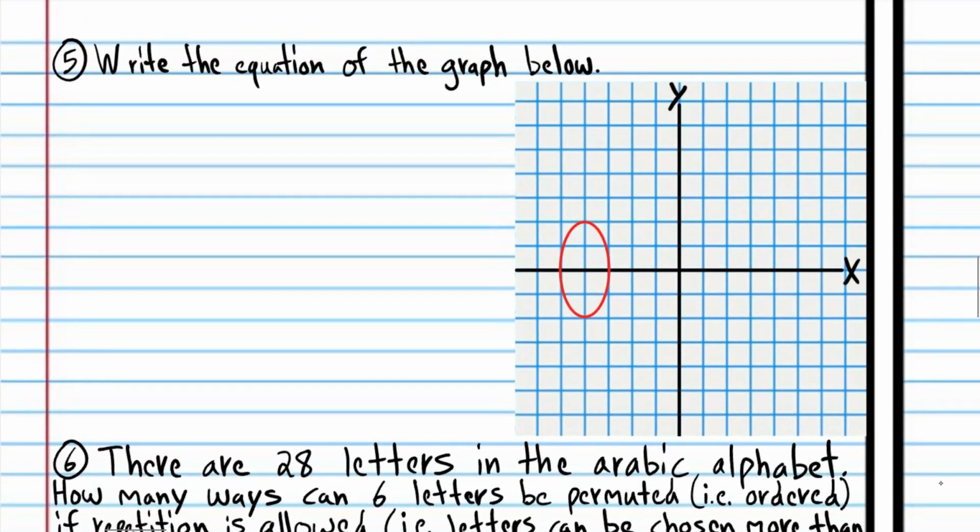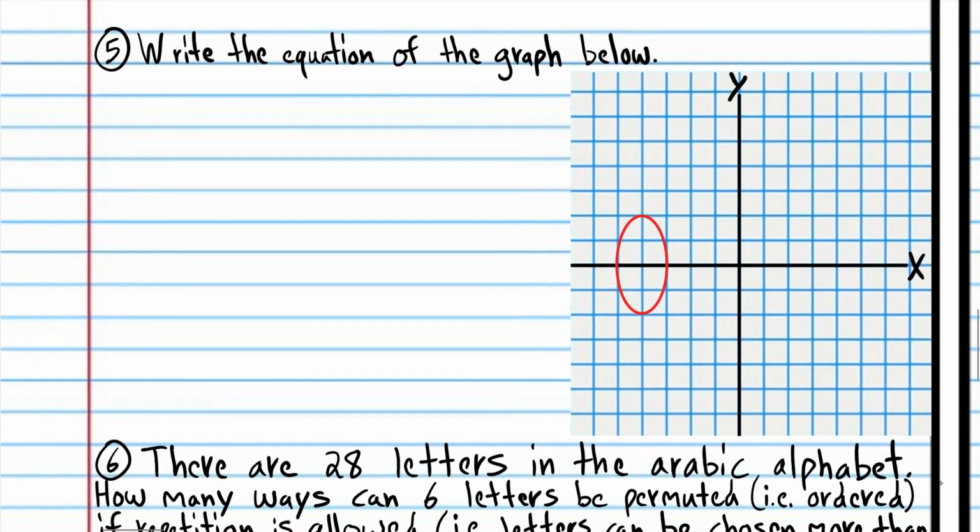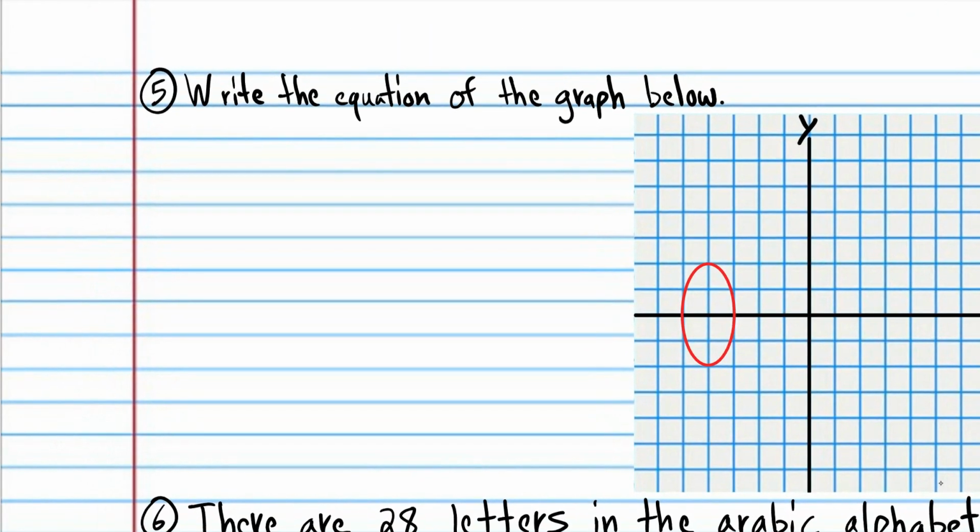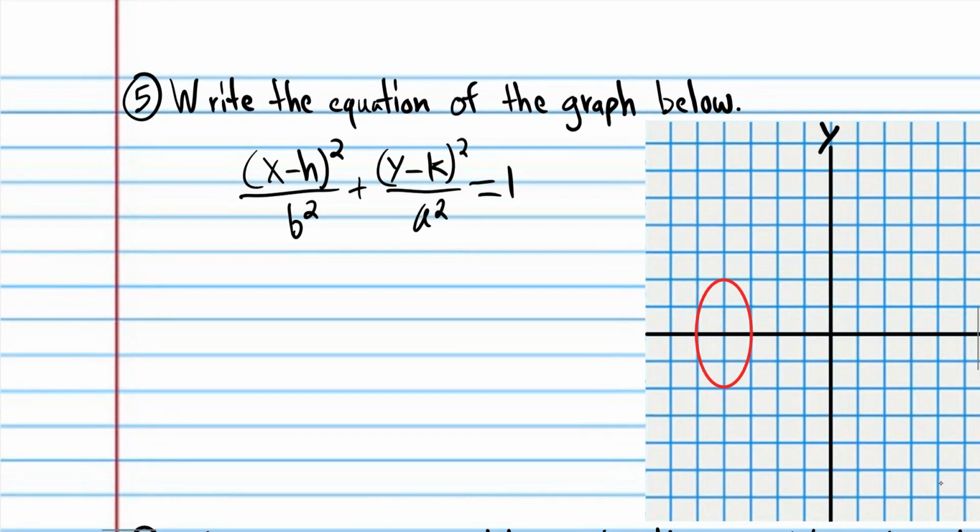Okay, go ahead and try number 5. When you come back, we'll do it together. Alright, we're back. So this is the standard form of an ellipse. Actually, A should be here and B should be here in this case, because the major axis is vertical.